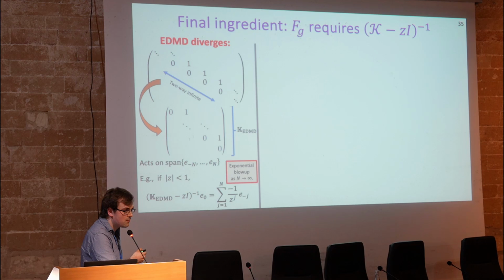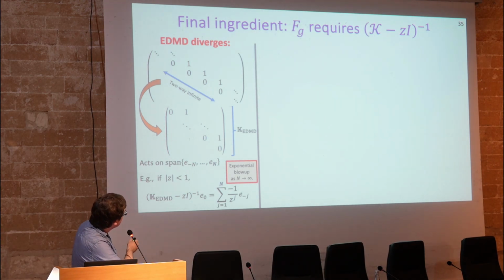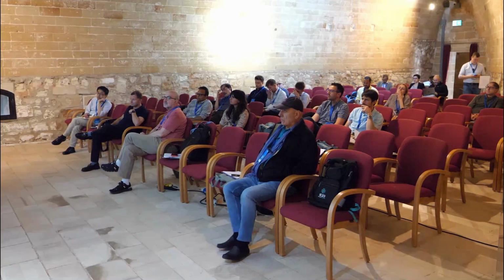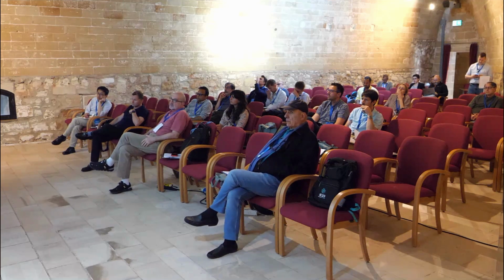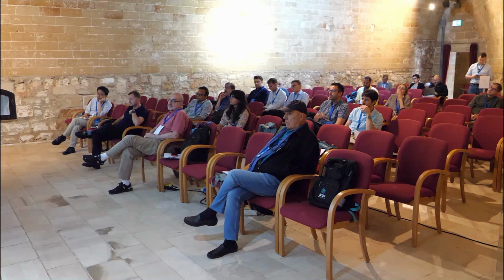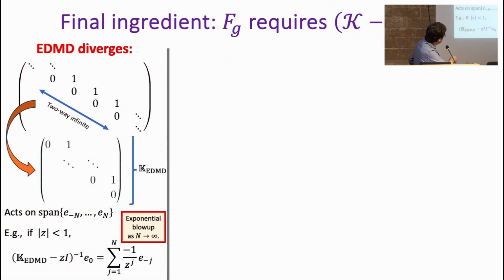smooth generalized eigenfunctions. Let's go back to my favorite example, the shift operator. If we use EDMD, it doesn't work. Okay, so we have this Jordan block as before. If we take a z inside the unit disk, okay, so remember the spectrum is the circle, and we need to pinch just inside and outside. This approximation diverges exponentially as n goes to infinity. Fortunately, there's a way around it.